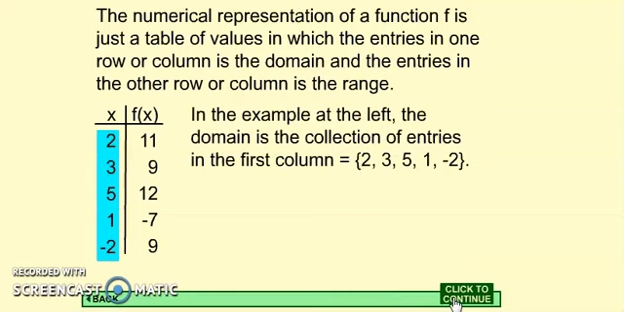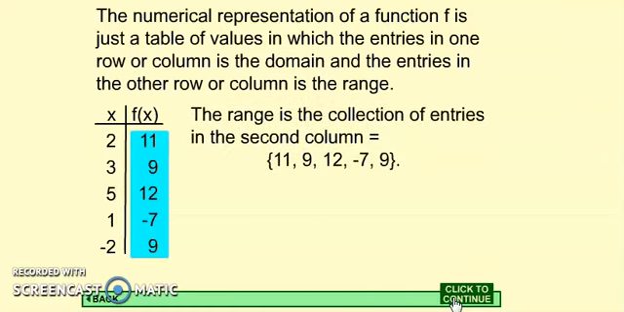Now in this example, at the left, the domain is the collection of entries in the first column, that is 2, 3, 5, 1, minus 2. And the range is the collection of entries in the second column, that is 11, 9, 12, minus 7 and 9.